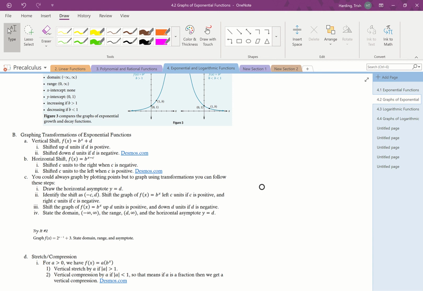Now you could always plot points. You'll have a horizontal asymptote at y equals d, whatever that plus or minus value is at the end. The shift is going to be negative c comma d. The shift will be up or down by d. The domain is always going to be all real numbers, and the range is going to be d to infinity because of that asymptote.